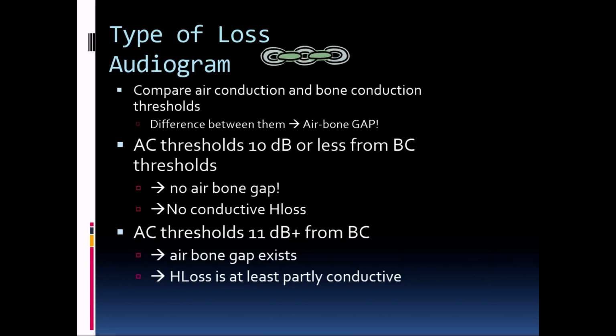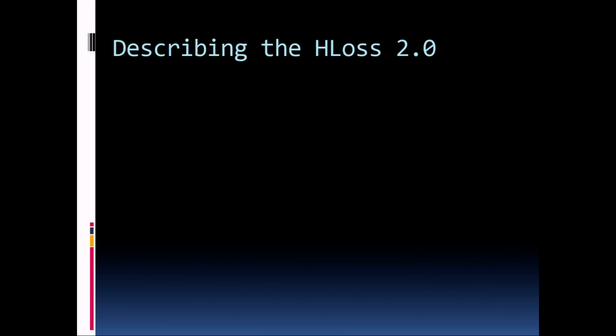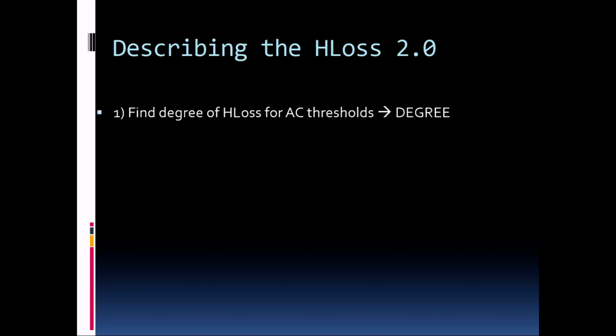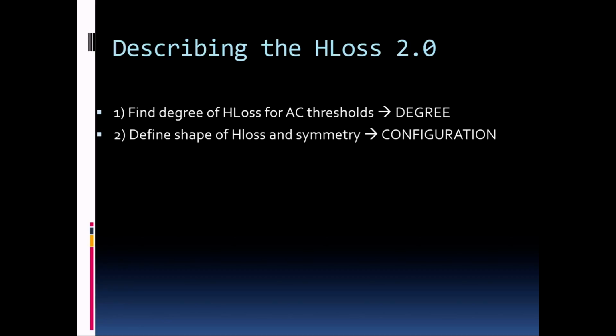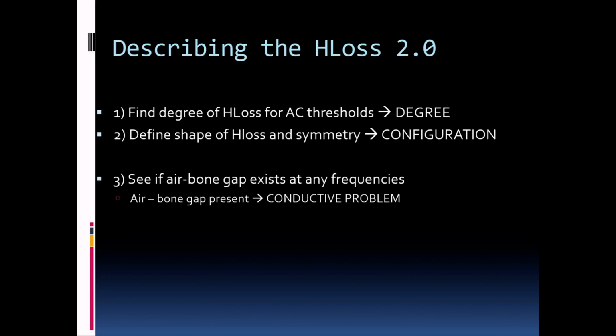Anytime there is an air-bone gap, there is conductive hearing loss. There may also be sensorineural hearing loss, but there is always conductive hearing loss whenever there is an air-bone gap. So, we know, using the air conduction thresholds, you're going to describe degree and configuration. And then you're going to go to the combination of bone conduction and air conduction thresholds to see if an air-bone gap exists. If an air-bone gap is present, there is a conductive problem.